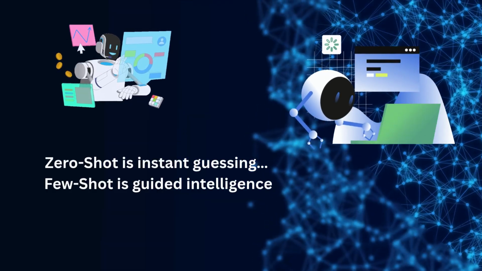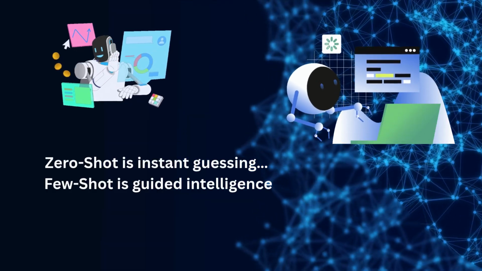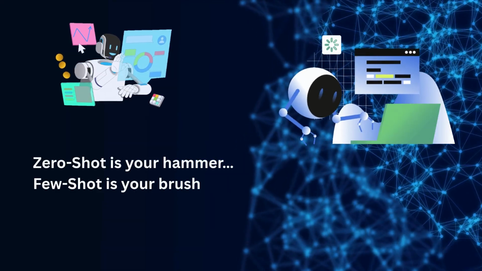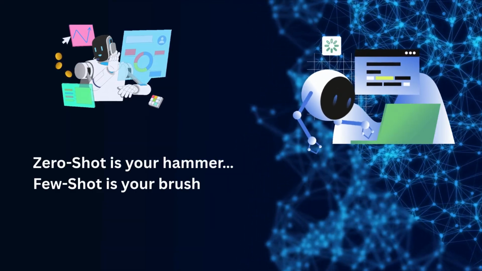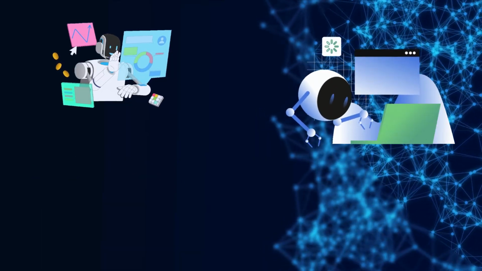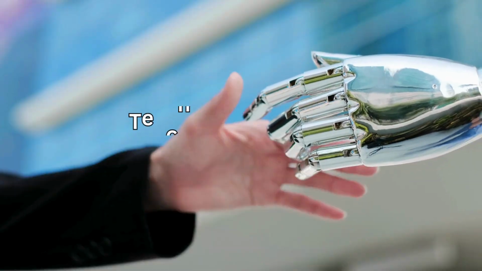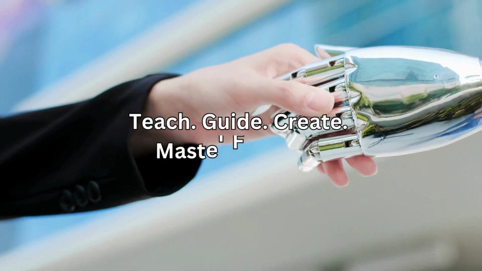If zero shot prompting is instant guessing, few shot is guided intelligence. In prompt engineering, zero shot is your hammer and few shot is your brush. And when used with precision, it feels like magic. Teach, guide, create, master few shot prompting.